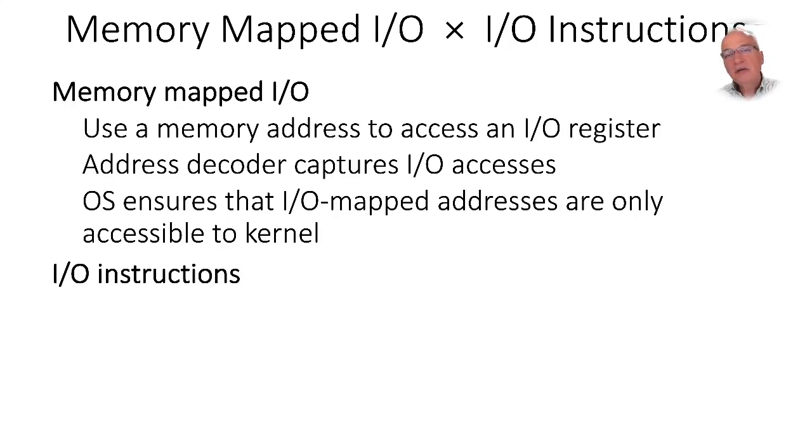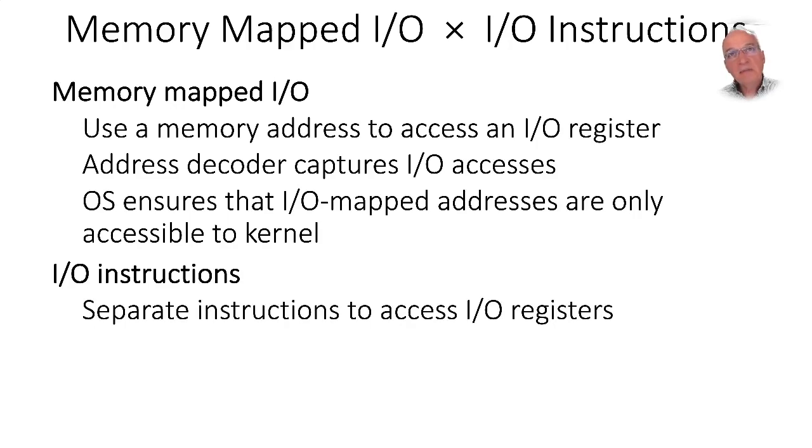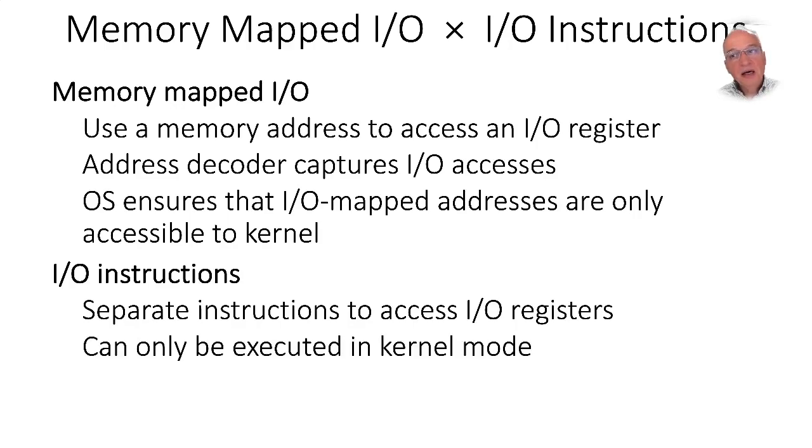An alternative way to access I/O devices, instead of mapping them to memory, is to access them through I/O instructions. In this case, there is a separate set of instructions that is specialized in accessing the I/O device. These instructions can also only be executed in kernel mode. For example, the x86 processors from Intel all have I/O instructions, and RISC-V does memory mapped I/O.